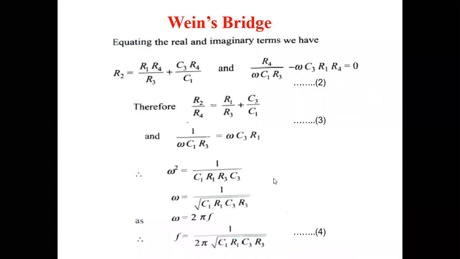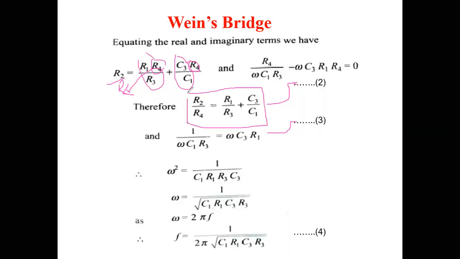Now in this equation, take R4 as common and send it to the left side. So we have the ratio R2 by R4, which is equal to R1 by R3 plus C3 by C1. So this is one of the conditions to make the bridge balance.